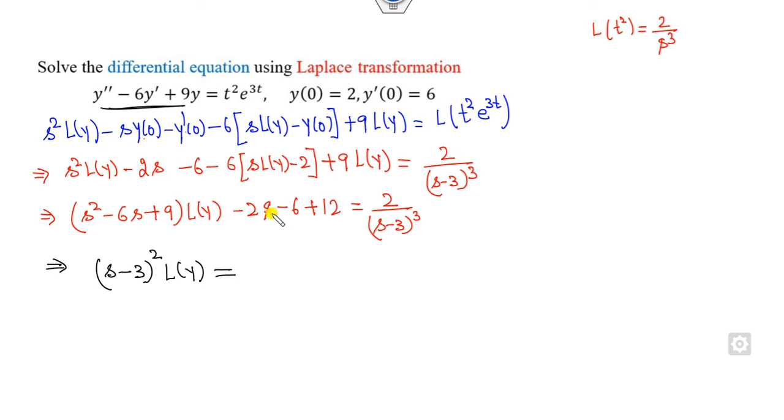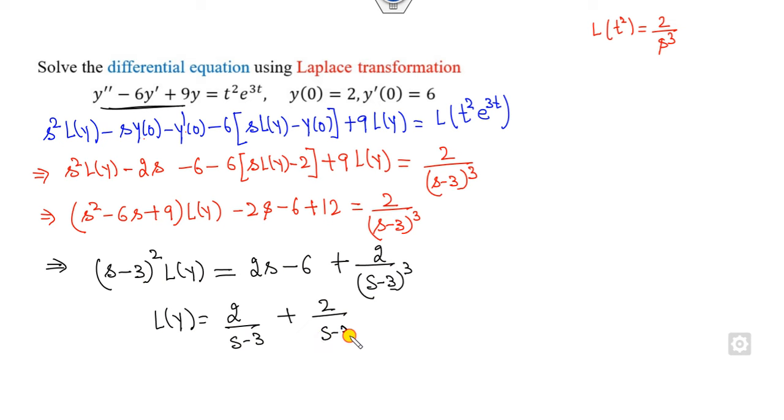I can put this quantity on the right hand side. So this is my 2s, it will be plus 6. I can write it as a minus 6 plus twice of (s minus 3) whole cube. So I can find the value of L y. It will be twice 1 over (s minus 3) will be cancelled out plus twice (s minus 3) raised to power 5. So can you find the value of the y?